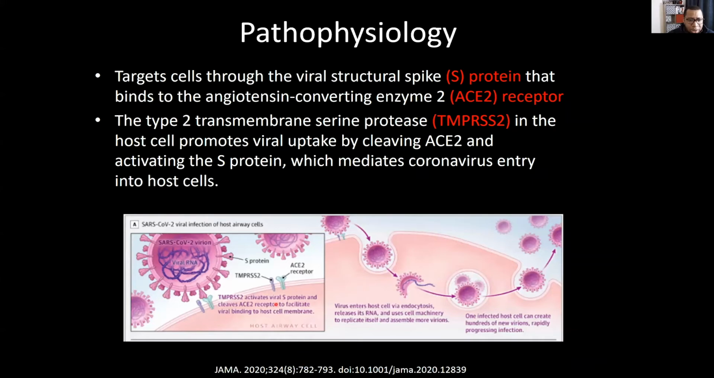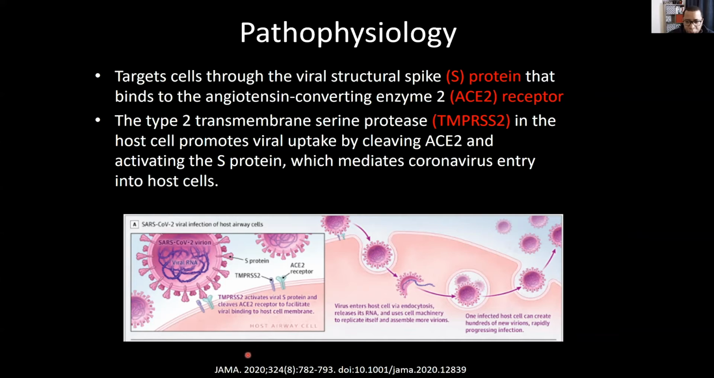So they target host cells through the viral structural spike, the so-called S protein here. And that binds to an angiotensin converting enzyme 2 receptor in the host cell here. And the type 2 transmembrane serine protease in the host cell promotes viral uptake by cleaving the ACE2 and activating the S protein, which mediates coronavirus entry into host cells.